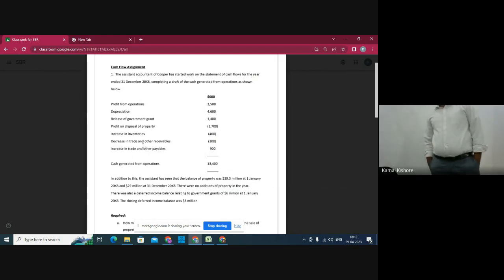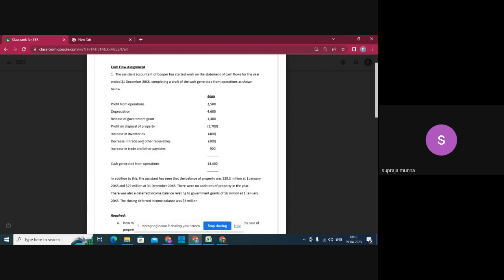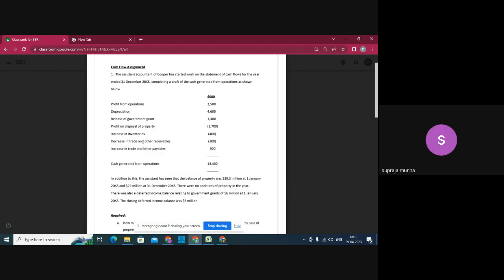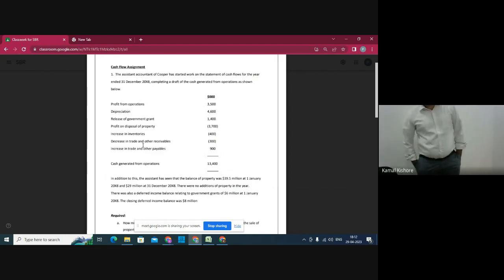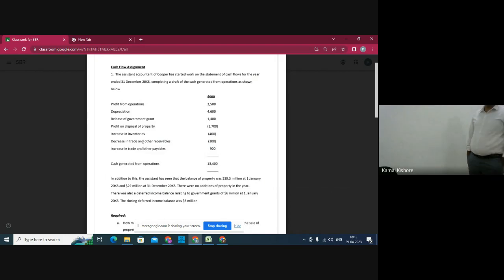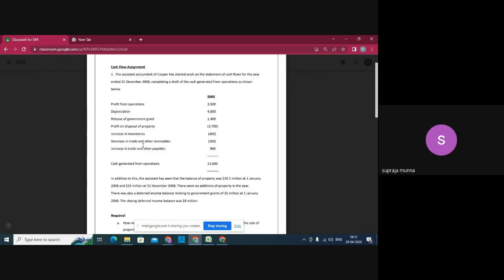Okay, now decrease in receivables. What will happen when receivables come down? We will not be receiving money from the. You have received the money. Yes. So if you have received the money, cash flow in. So that negative 300 should be positive 300. Positive 300, right? Okay.